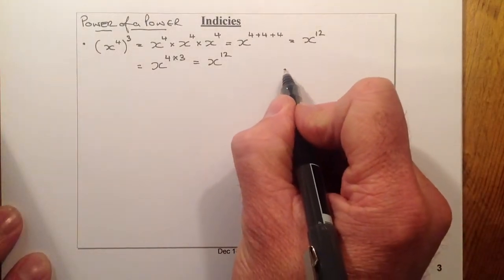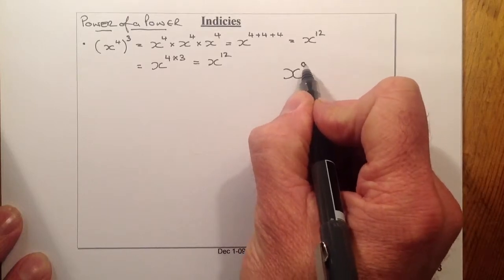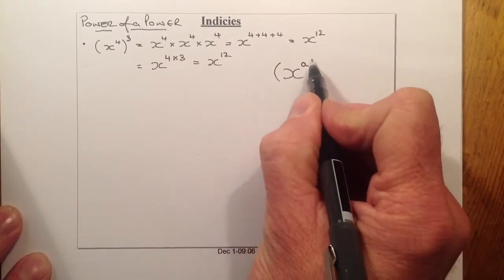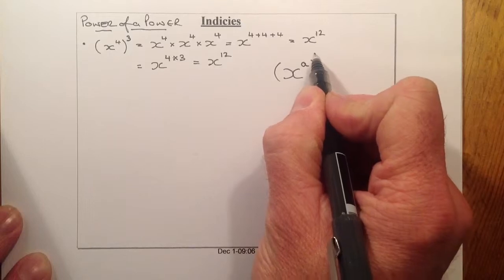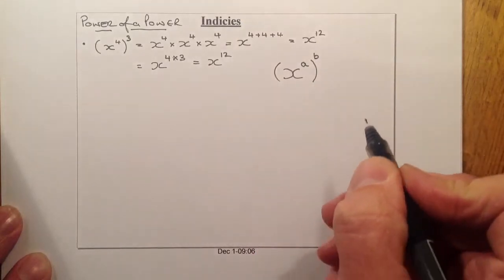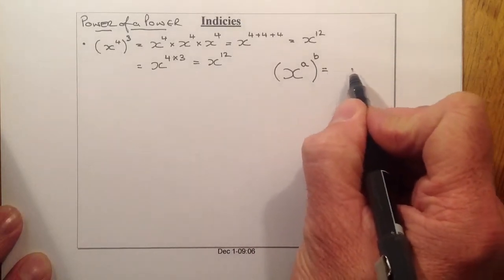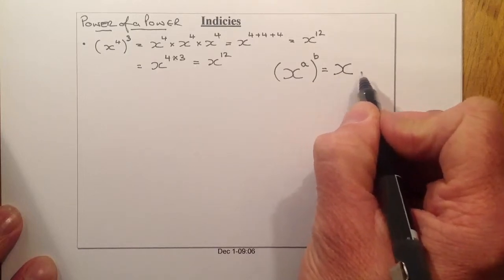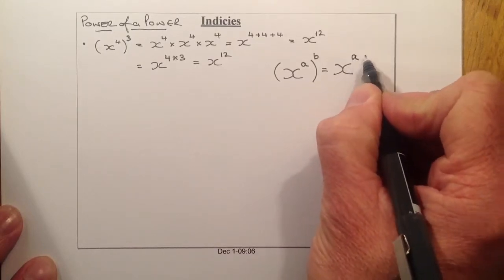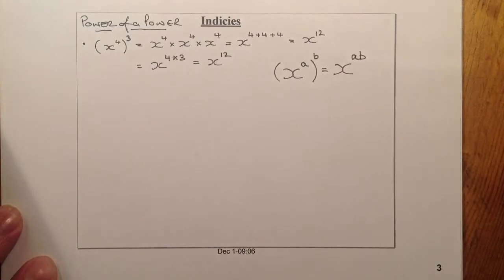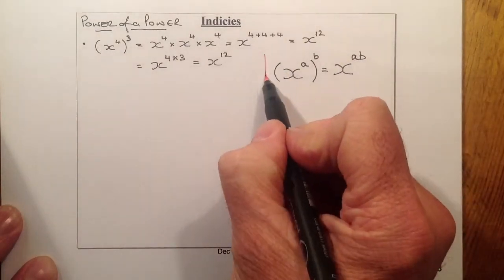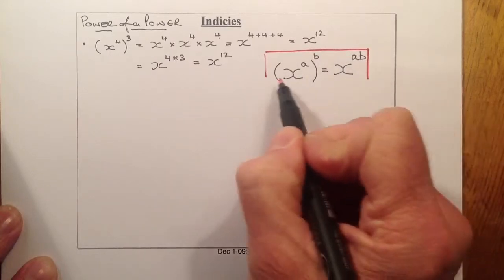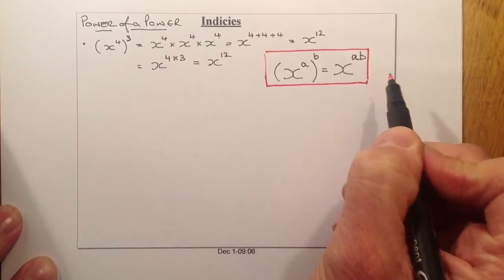And what we have is, if I've got x to the power of a, where a is any number, and I put that to the power of another number, which would be b, then a simple way to work it out would be x to the power of a times b, or just in algebra, x to the power of ab. Okay, so that's another one of the rules to remember. This one here.